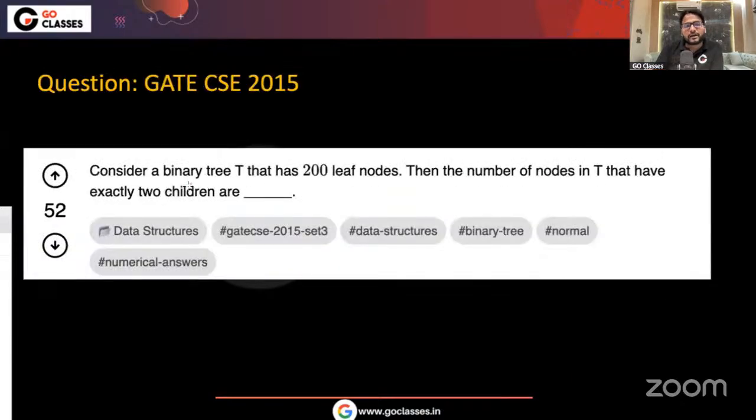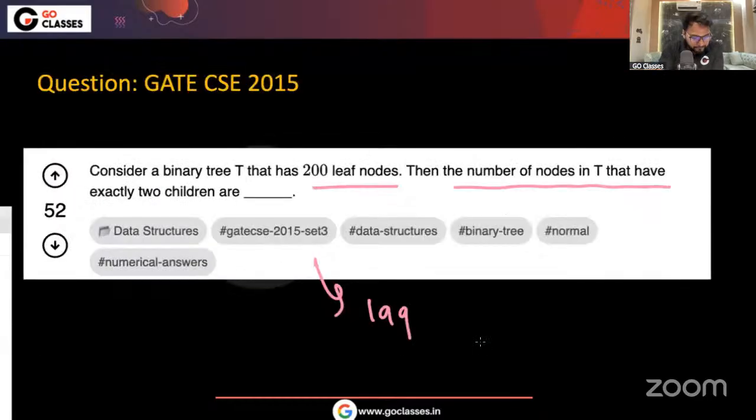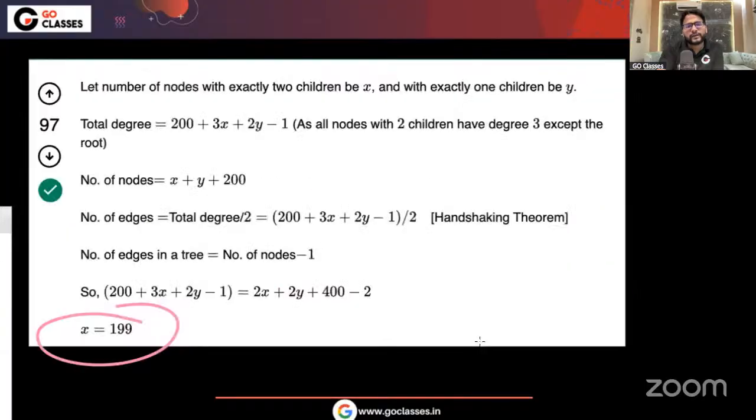See again, similar kind of question. Consider a binary tree that has 200 leaf nodes. Then the number of nodes in the tree that have exactly 2 children. Similar kind of question. 199, isn't it? So this is again a very easy question. 199. You don't have to do all of this analysis. Okay, you can directly say 199. They've asked this many times.